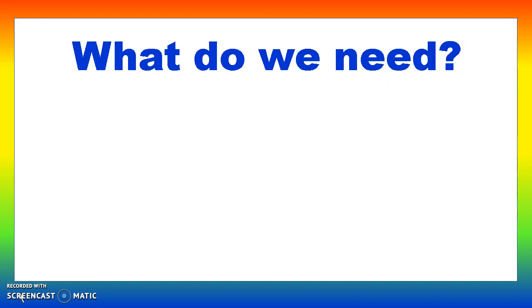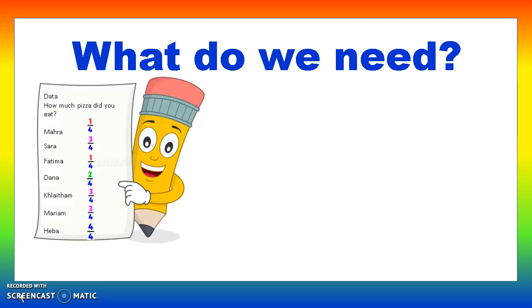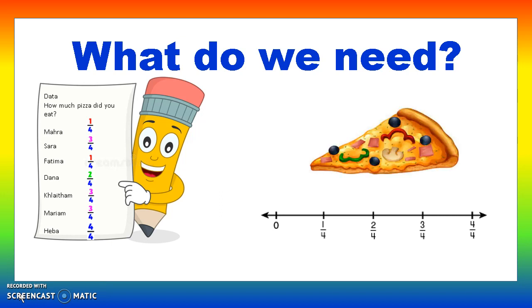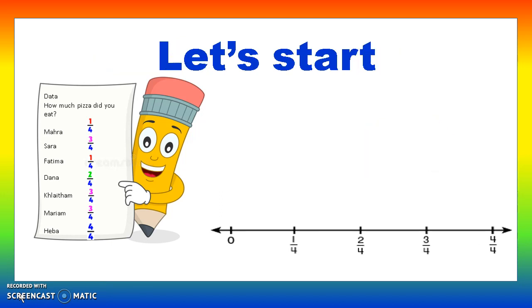What do we need? We need the data, we need the line plot, and we need pizza slices. Let's start. Magra ate 1/4 of the pizza. We look at our line plot, we find 1/4. There it is. Then we put one pizza slice above the 1/4, like that. Excellent. Let's see who is next.